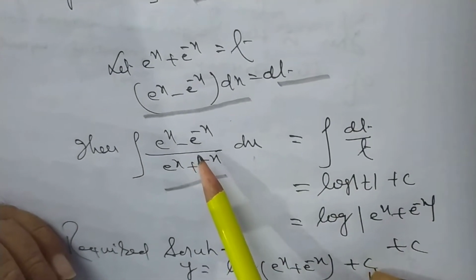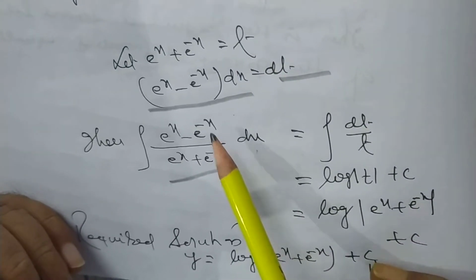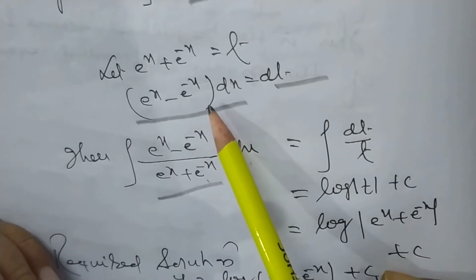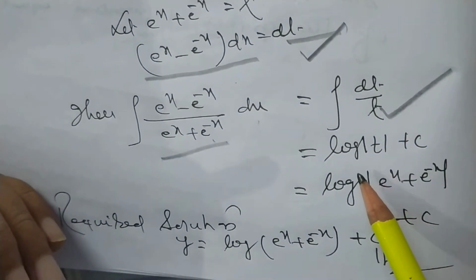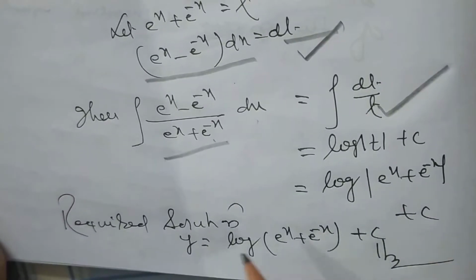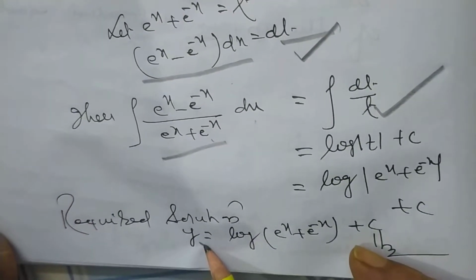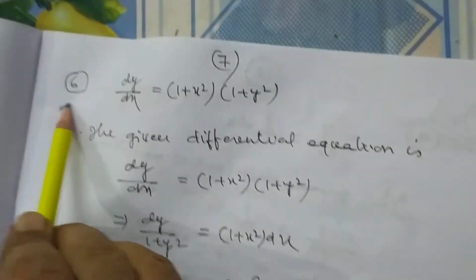Considering e to the power x plus e to the power minus x is equal to t, we have e to the power x minus e to the power minus x dx is equal to dt. So it is in the form of integration dt by t, log mod t plus c, log mod e to the power x plus e to the power minus x. So required solution is y is equal to log e to the power x plus e to the power minus x plus c. So now my dear student, I want to solve problem number 6.